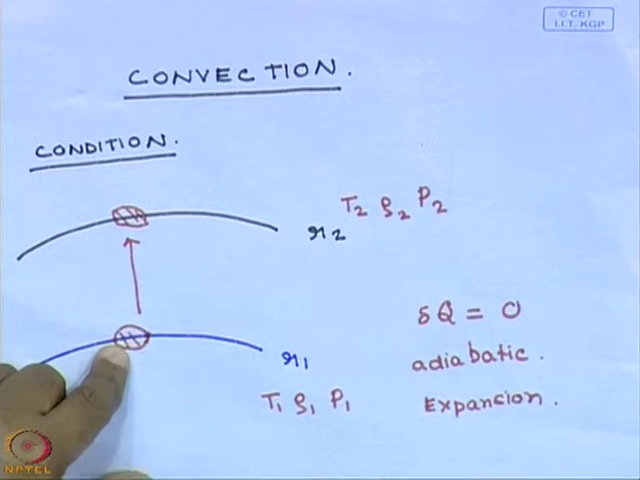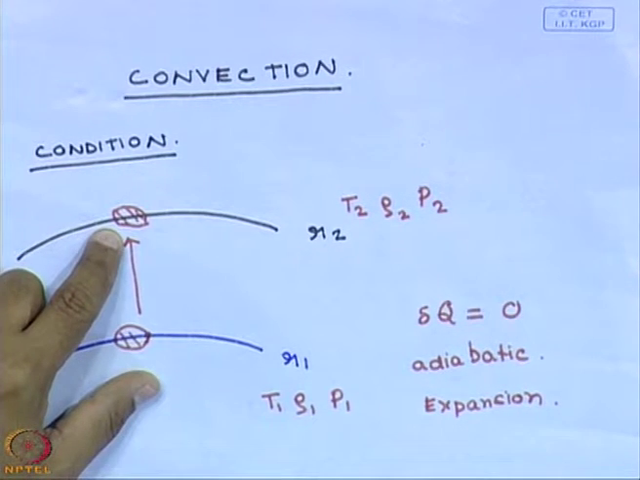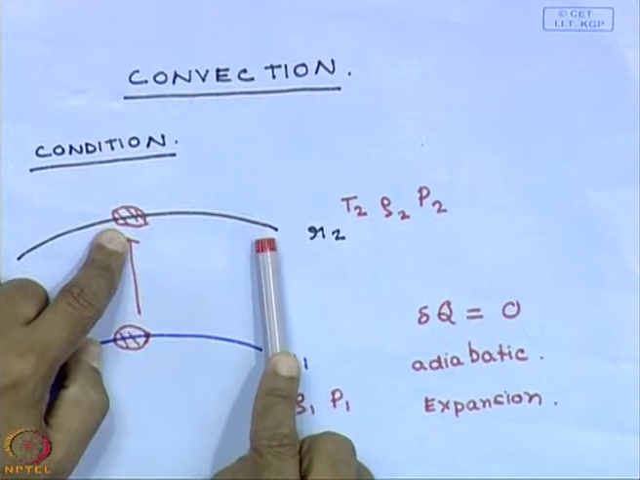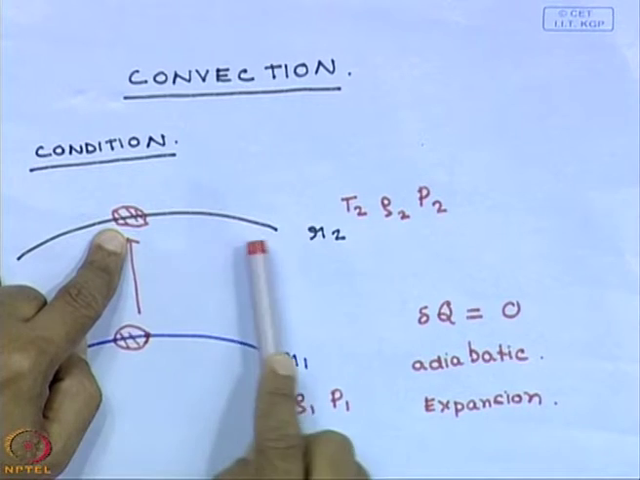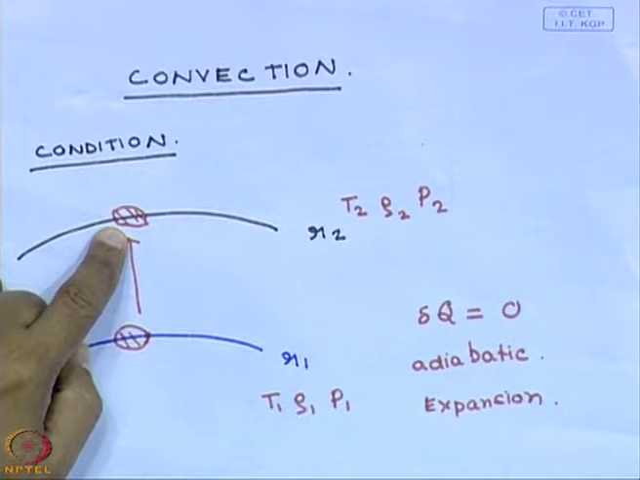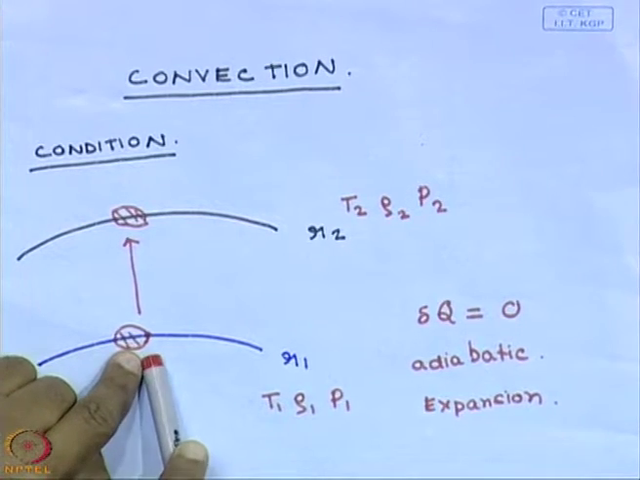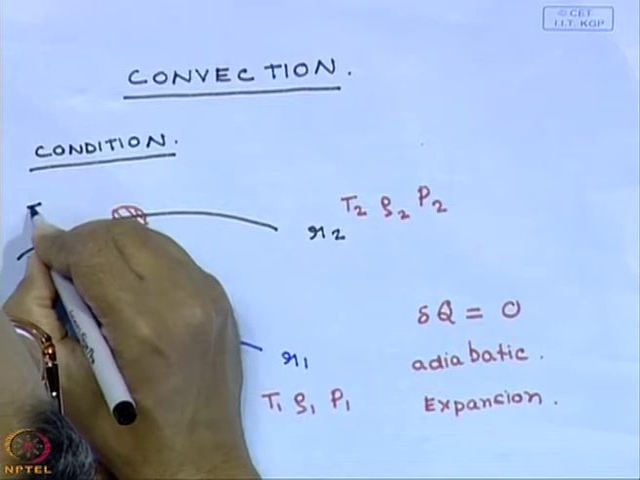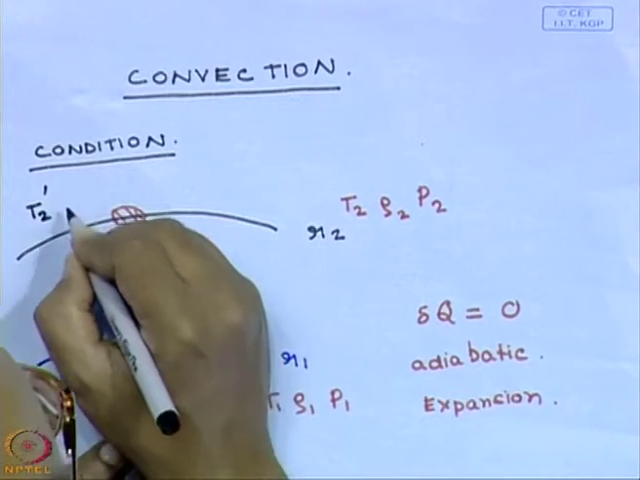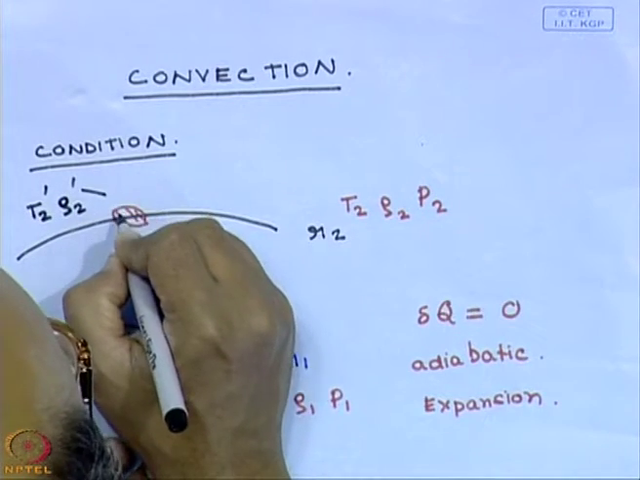Now, the main question is: is it cooler than the surrounding, or is it hotter than the surrounding? That is the main question. The bubble is going to cool compared to T1 when I move it from here to here, and it is going to come to another temperature, let us call that temperature T2 prime, and it will have a density rho 2 prime, where these pertain to the bubble.